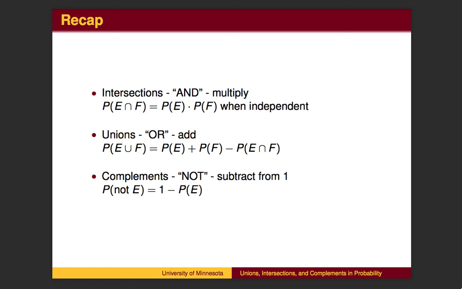To recap, to combine probabilities using AND, we multiply the probabilities. The phrase both E and F means E and F. To combine probabilities using OR, we add the probabilities, subtracting the overlap if they are not mutually exclusive. The word NOT finds the remaining probability so that the two parts add to 100%.